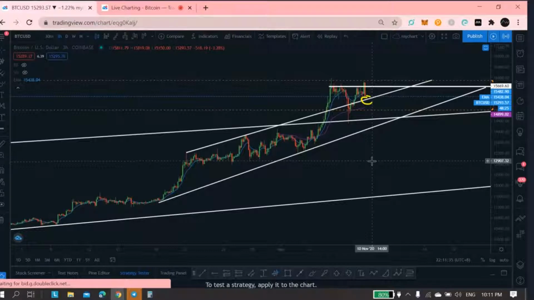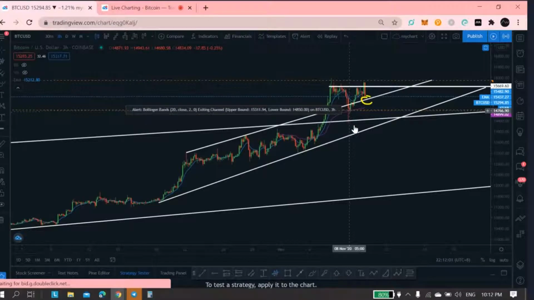So yeah, the VWAP is still at 14,900. So how to use this? If the candles are above the VWAP, it could still go higher. But if it's already below, or it crosses over this VWAP going down, it's a bearish signal.